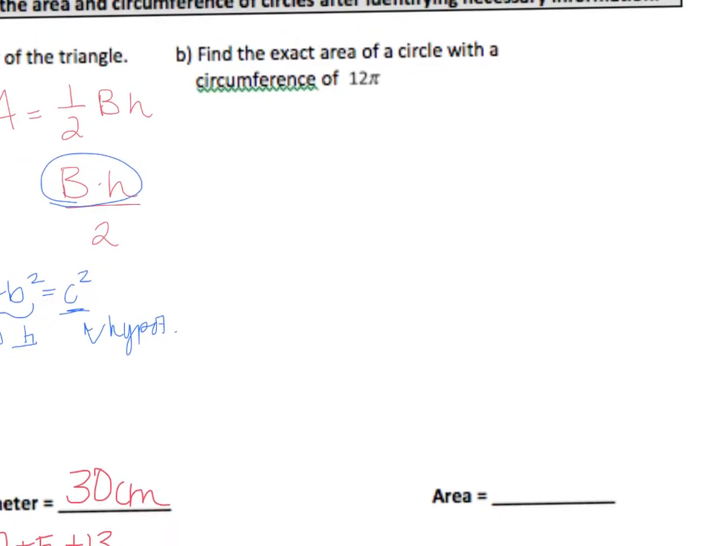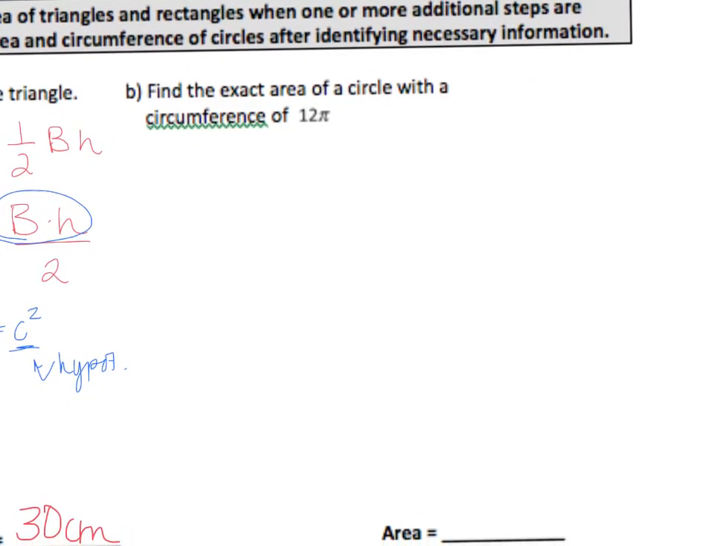Okay, let's take a look at a second problem that you might see in level 1. It says find the exact area of a circle when the circumference is 12 pi. So remember, circumference of a circle you can find using pi times diameter. And then area of a circle is pi times the radius squared. So those are two good things to remember or write down in your notes.